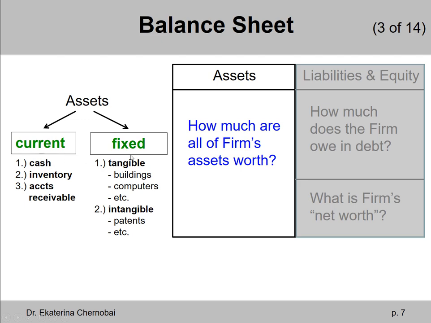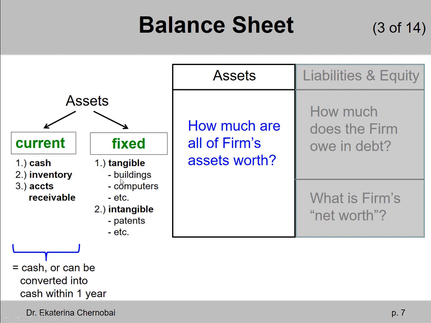Another way to think of what makes certain assets current assets and others fixed assets is to think about how long it may take to convert them into cash, to sell them, in other words. So current assets are cash and things that could be converted into cash within 1 year, so a relatively short amount of time. For fixed assets, the amount of time it would take to convert those assets into cash would be significantly longer.